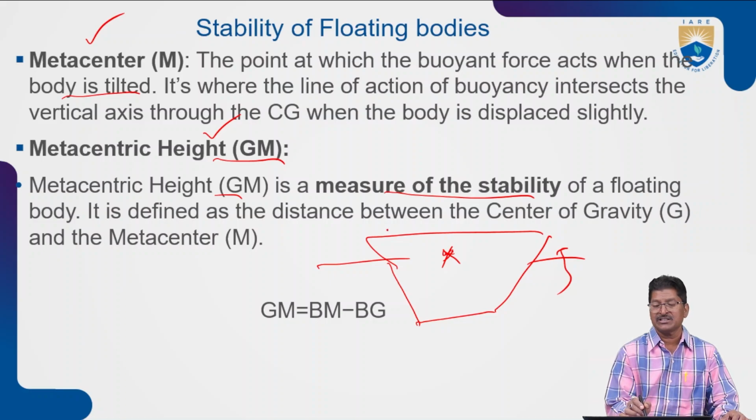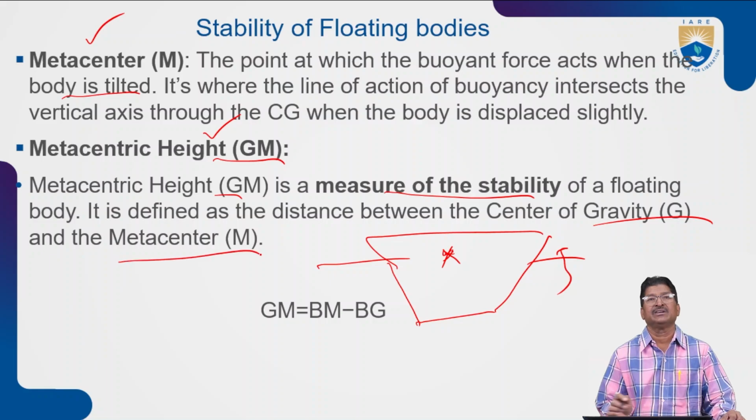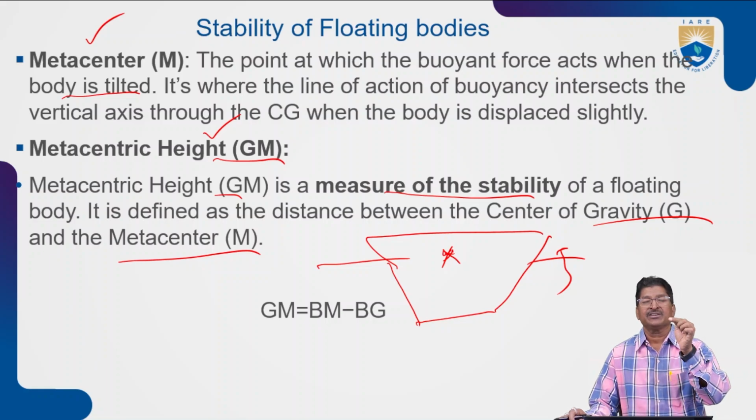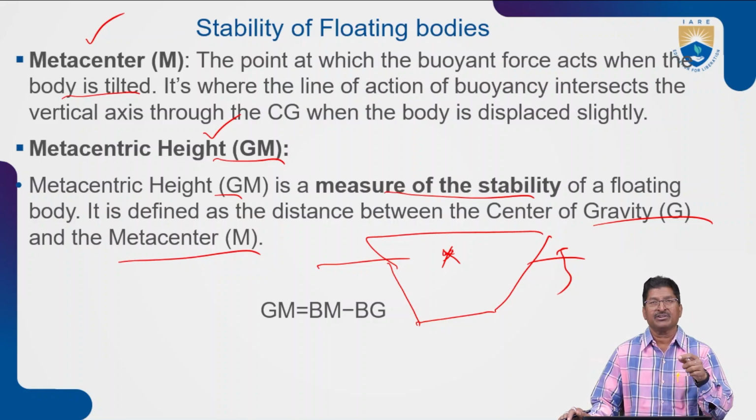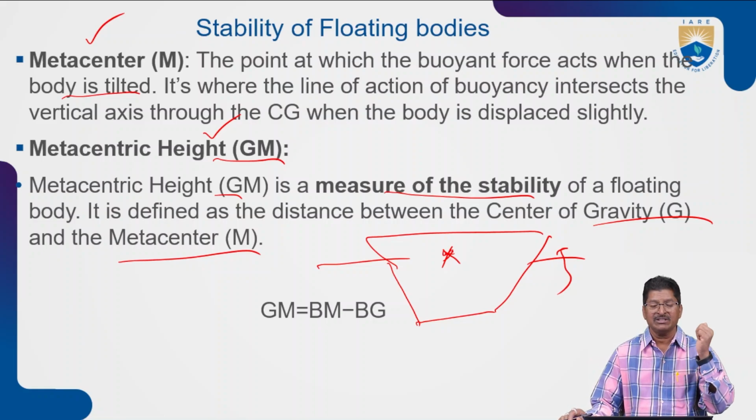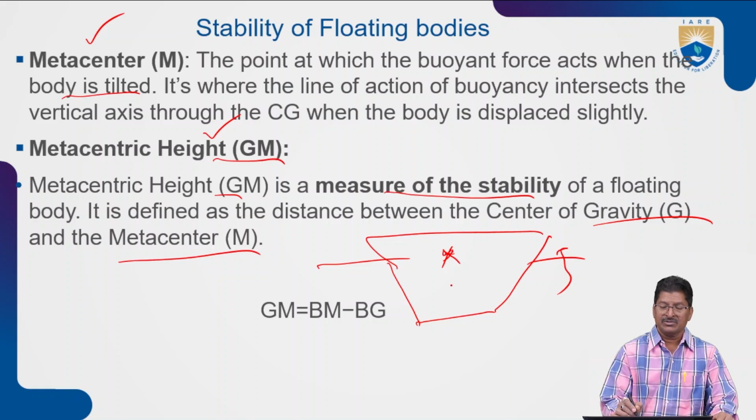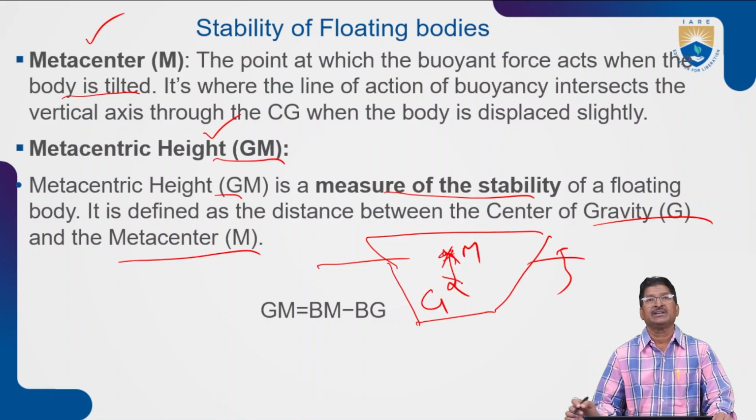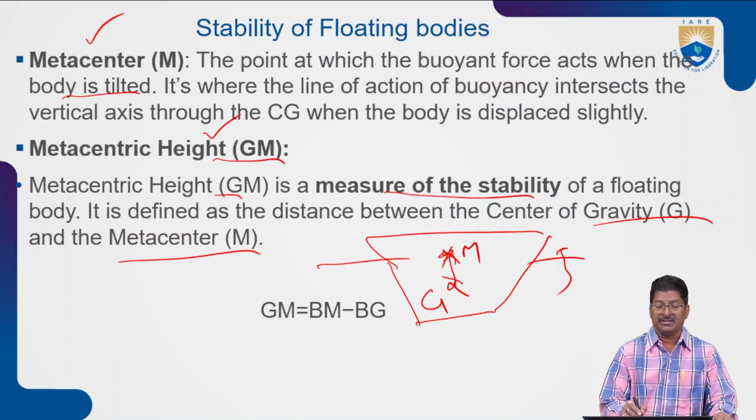It is defined as the distance between the center of gravity and metacenter. So it is nothing but the distance between the CG and M. That means the center of gravity of the total ship and the metacenter. Metacenter means the point through which the ship oscillates whenever there is a small tilting. See here, if G is the center of gravity and M is the metacenter, the distance from here to here is called the metacentric height. So it is GM.